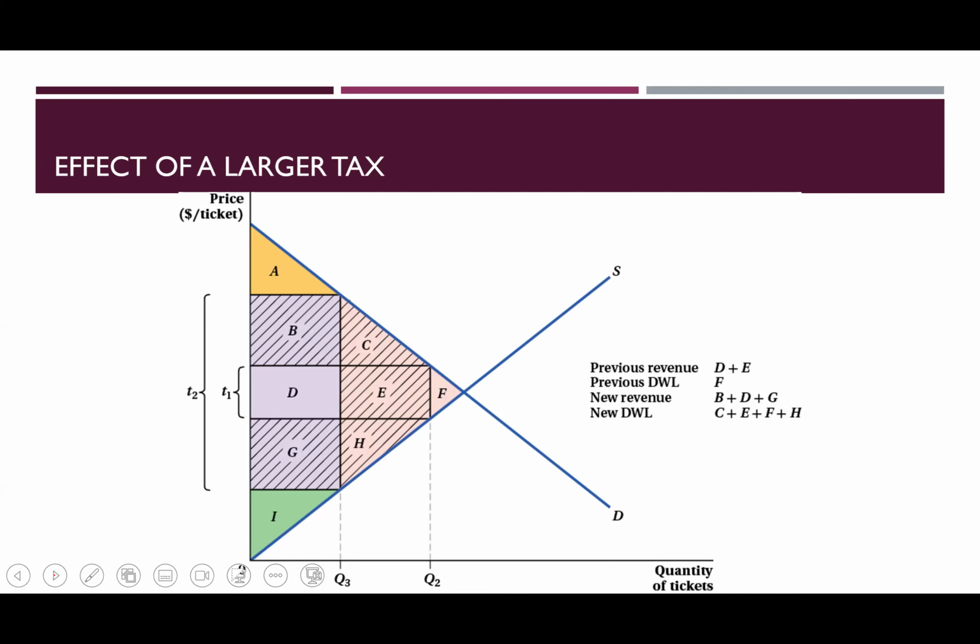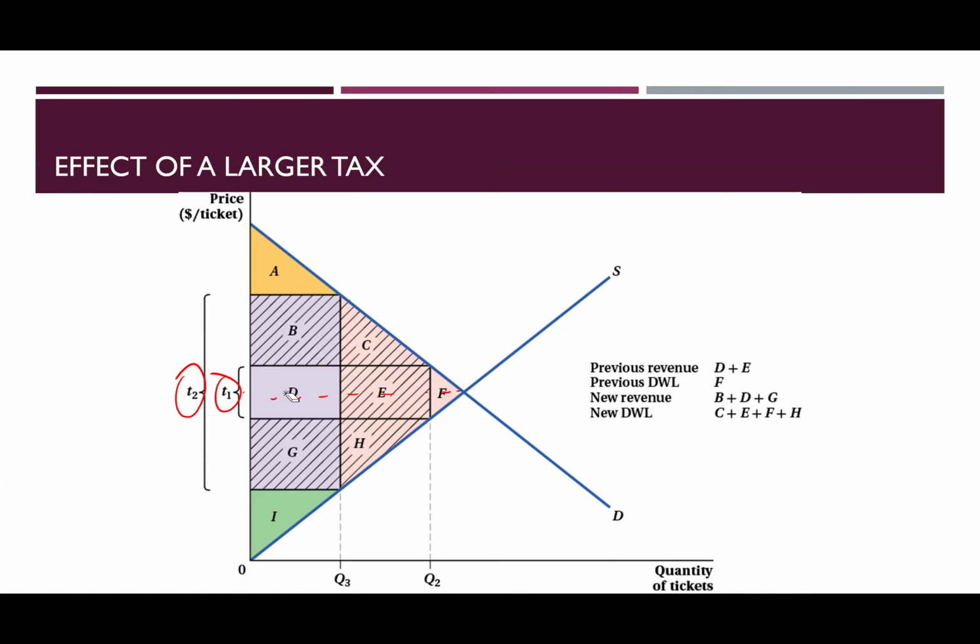If the tax is larger, you can compare tax size 1 to tax size 2 here. It's going to generate a greater deadweight loss, but also a greater area of revenue. So previously in this graph at equilibrium, we would have seen consumer surplus be area A, B, C, and then half of D, E, F. And producer surplus would have been half of D, E, F plus G, H, and I.